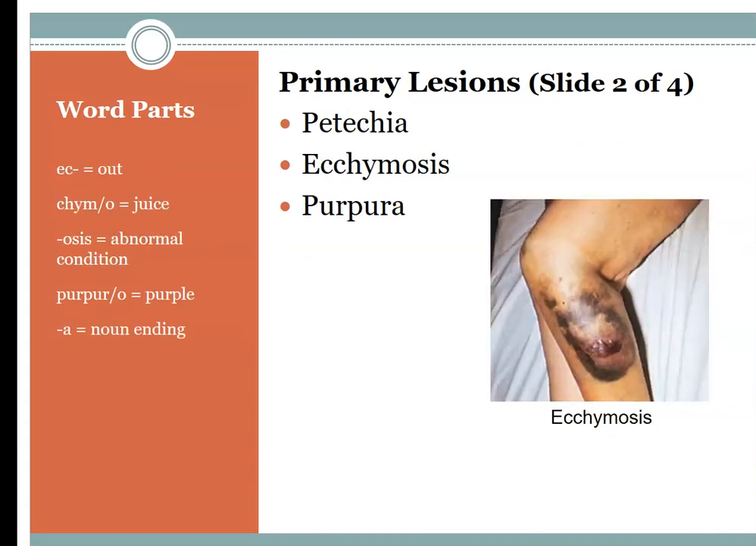An ecchymosis is a hemorrhage or an extravasation of blood into subcutaneous tissue. It is not palpable, but generally darkens the skin. You may recognize it by its common name, a bruise. The petechia is a tiny ecchymosis in the dermal layer. A purpura is a massive hemorrhage into the tissue under the skin.